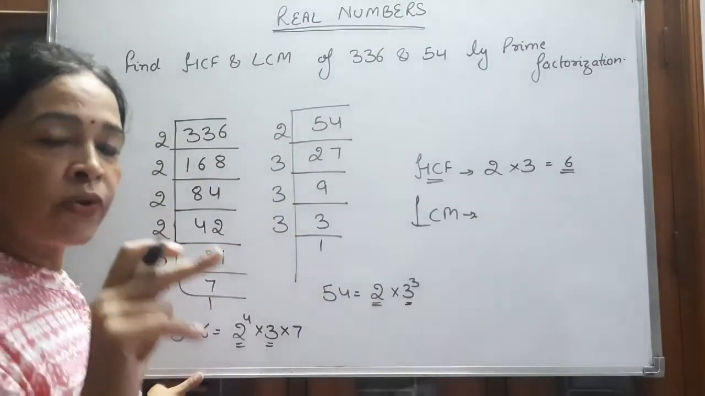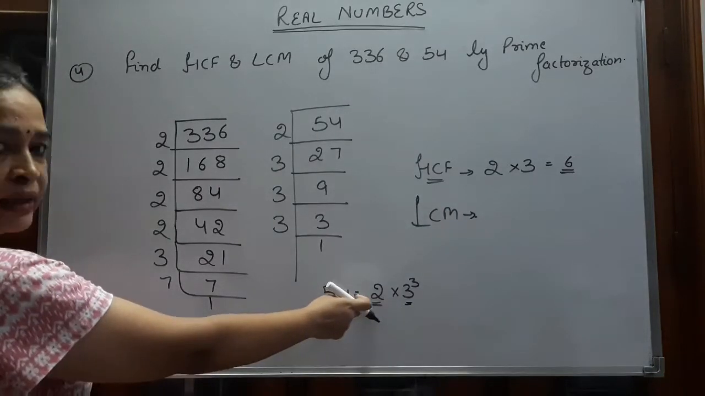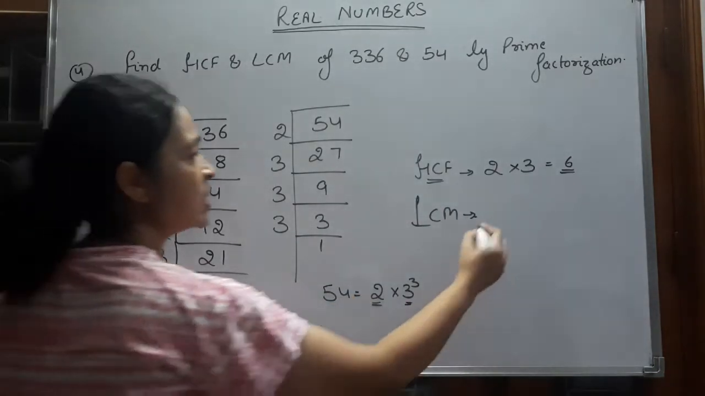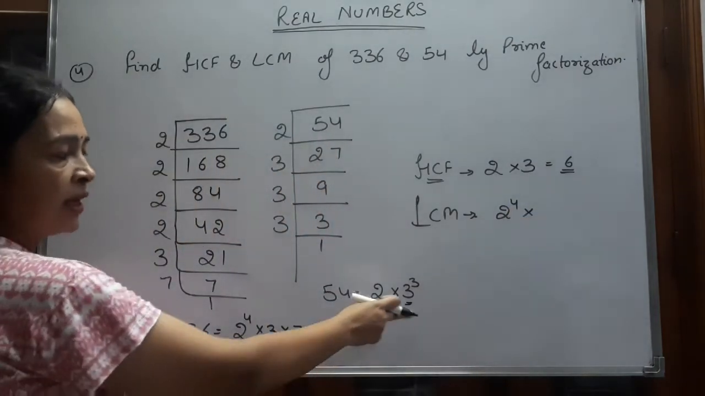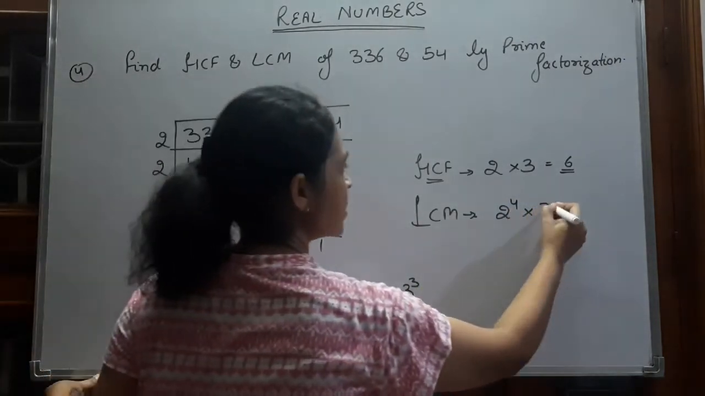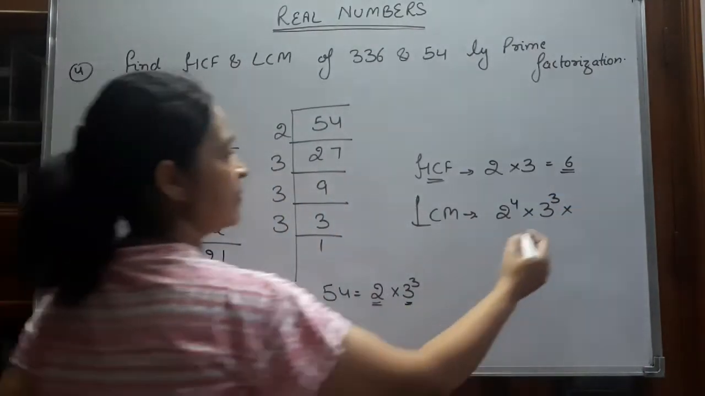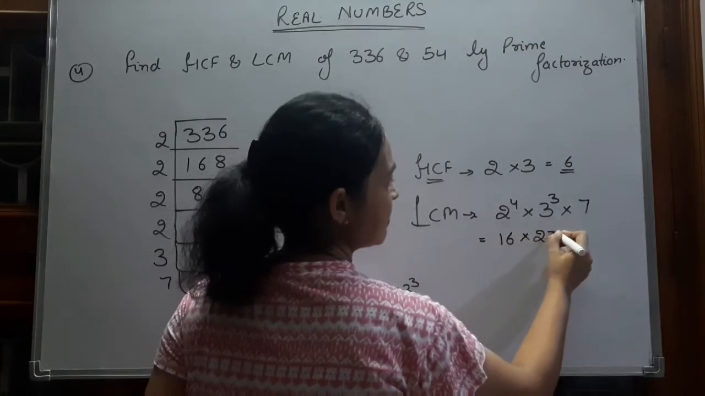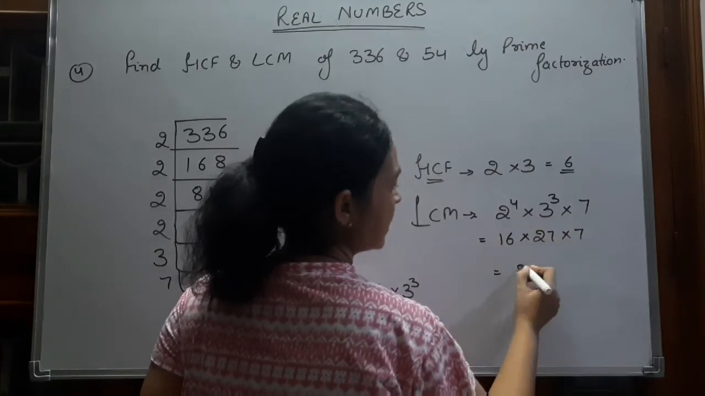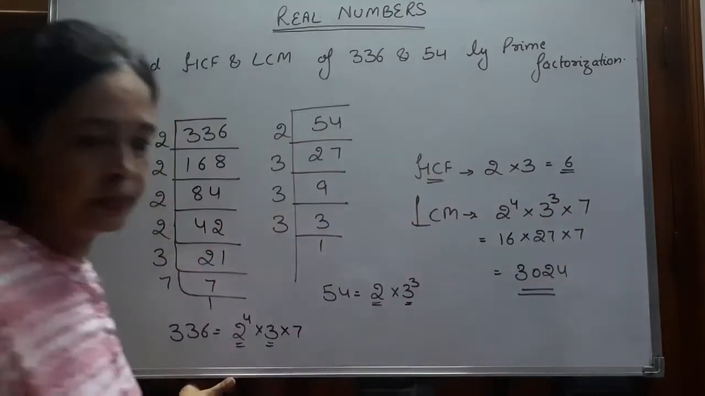LCM is the product of the highest power of every factor. So one factor is 2. The highest power of 2 is 2 to the power 4, into 3 to the power 1, 3 to the power 3. The highest power of 3 is 3 to the power 3, into we have another factor 7. 2 to the power 4 is 16, into 27, into 7, we will get 3024. This is our LCM.